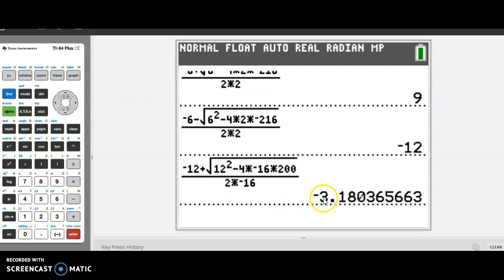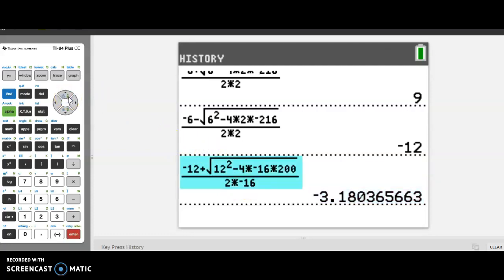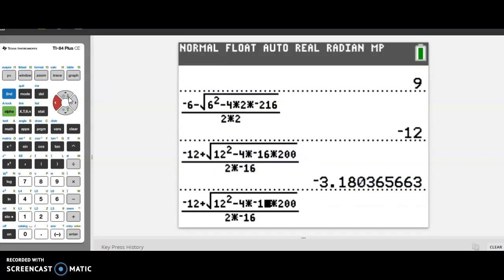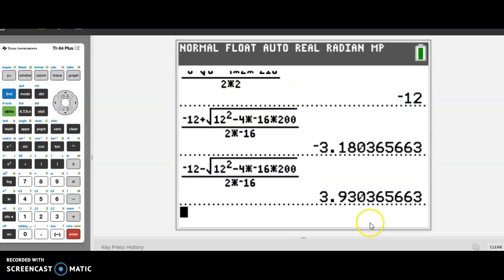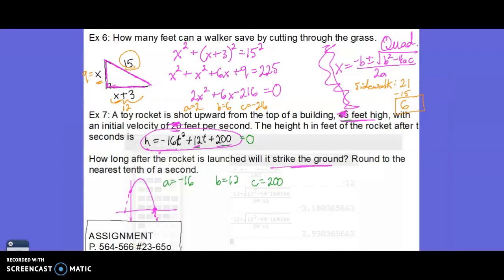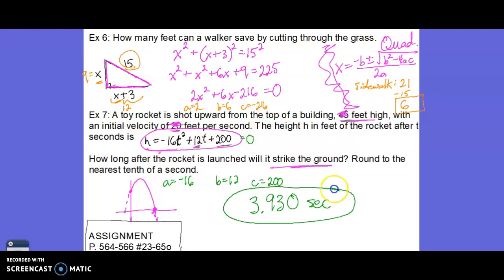Now, as I do this, notice I got a negative answer. The reason I got a negative answer, even though I added right here, is I ended up dividing by negative 32. Not a big deal. Just go back, grab that equation, and change that plus to a minus. And it tells me it would have been about 3.930. I believe this is in seconds. Feet per second, so yeah. There we go.